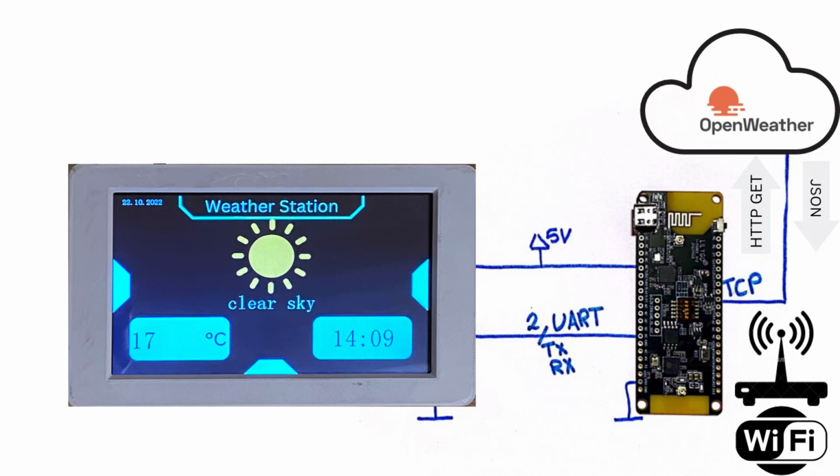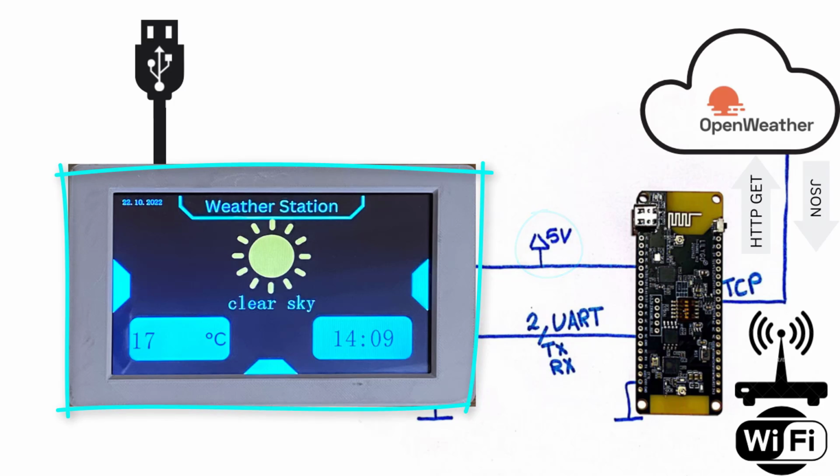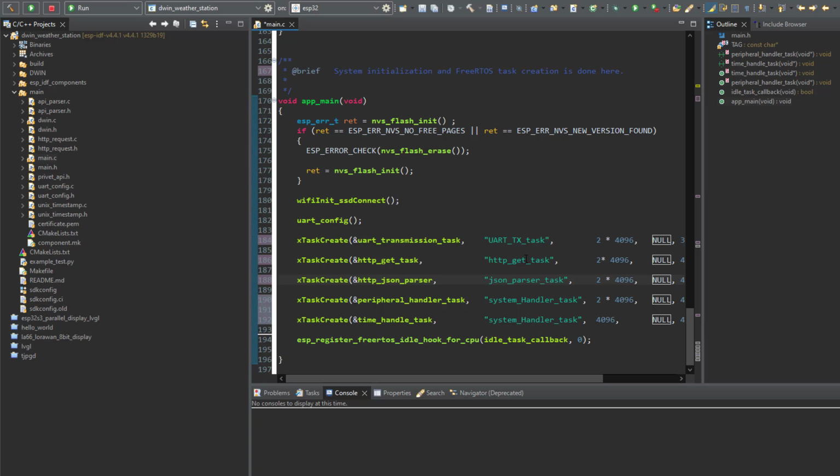The whole system will be powered over USB, so we have 5 volts that will be powering both the display and our MCU. Alright, so here's the firmware that's running on the ESP32C3. Let's start with the main function where the peripherals and the FreeRTOS tasks are created. So here we have the non-volatile memory being initialized.